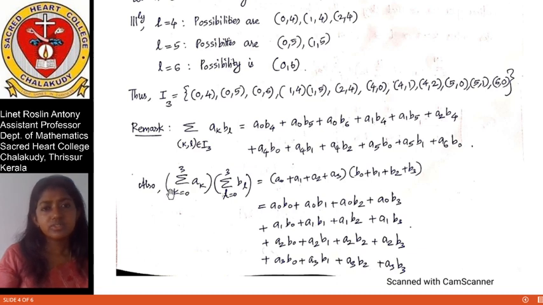Now just consider the summation k equal to 0 to 3 of a_k into the summation l equal to 0 to 3 of b_l. So we are multiplying the two summations. You get in braces a0 plus a1 plus a2 plus a3 into in braces b0 plus b1 plus b2 plus b3. By using the distribution of the product over addition, you get the product of these.